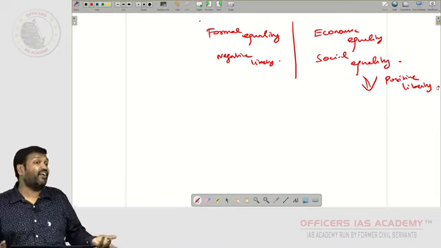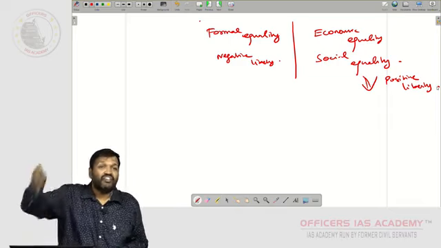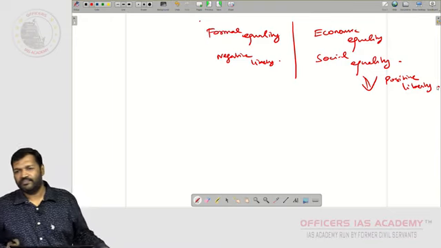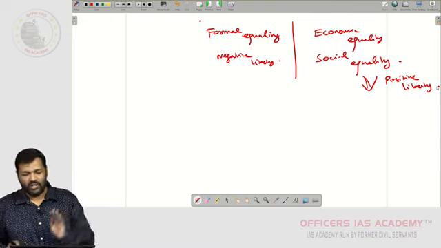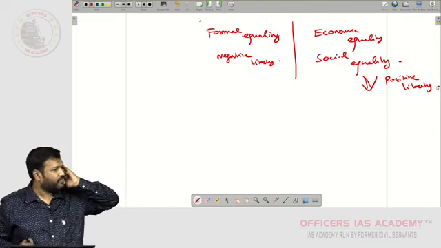So what is the real kind of equality? For these people, the real kind of equality is the economic equality. The real kind of equality is the social equality. You understand? They don't want this formal or negative or foundational equality.